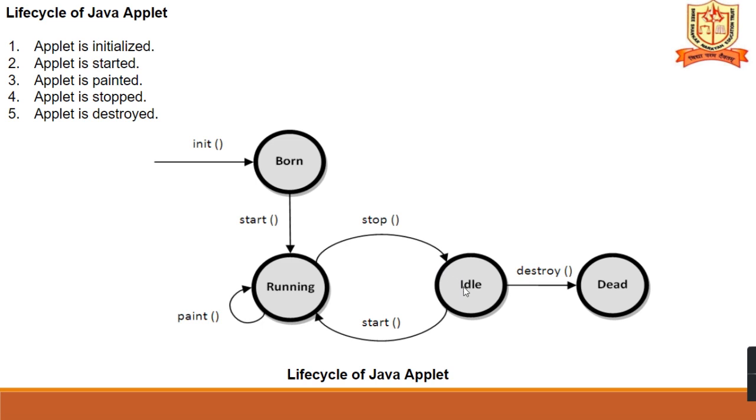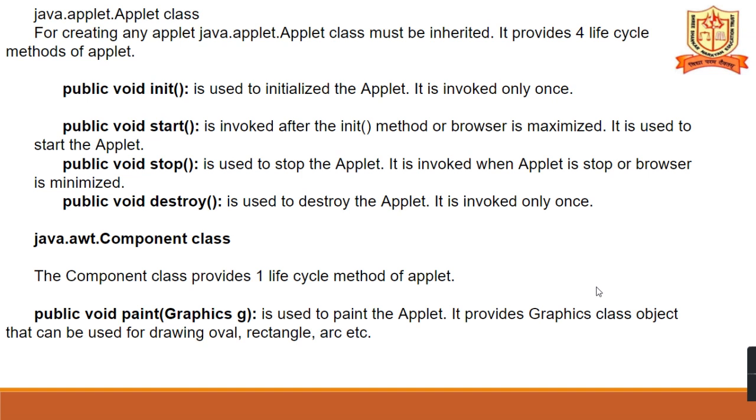Once it is in an idle state, if you want to make it running again, you call the start method and it comes to the running state. And if you don't want the applet any further, you can call the destroy method and the applet is in the dead state. Once you call it, the applet is in the dead state. We'll see the methods one by one.